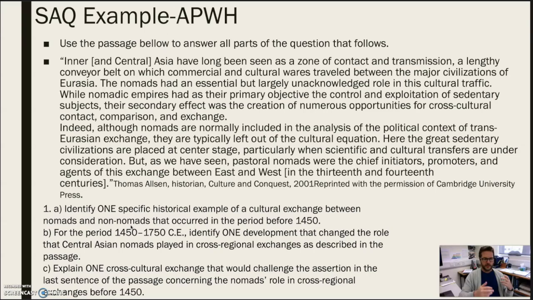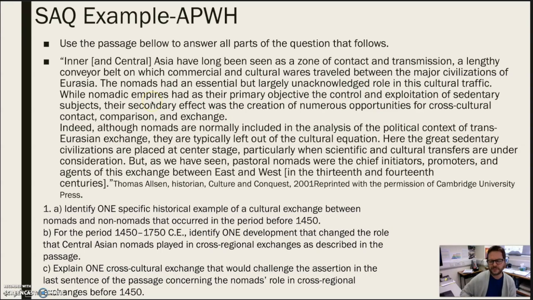I want you to, you may need to pause a lot and think about it and read through it. But first, let's look at the actual SAQ. Use the passage below to answer all parts of the question that follows. Inner and Central Asia have long been seen as a zone of contact and transmission. Transmission being the key word here. A lengthy conveyor belt on which commercial and cultural wares traveled between the major civilizations of Eurasia. What are we really talking about here? Right, the Silk Road. The nomads had an essential but largely unacknowledged role in this cultural traffic.